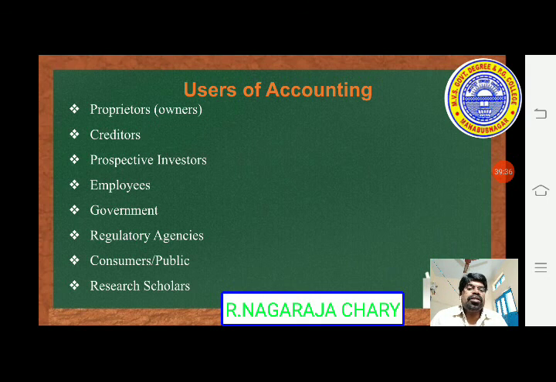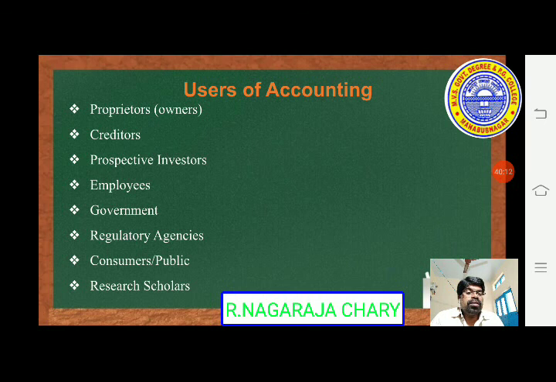Next, creditors, meaning the suppliers, the persons who are supplying goods on credit basis to our business. The persons are known as creditors or suppliers. They also need the information. Why? Because when the time comes, the other persons may pay or may not pay. So the creditors also require it.